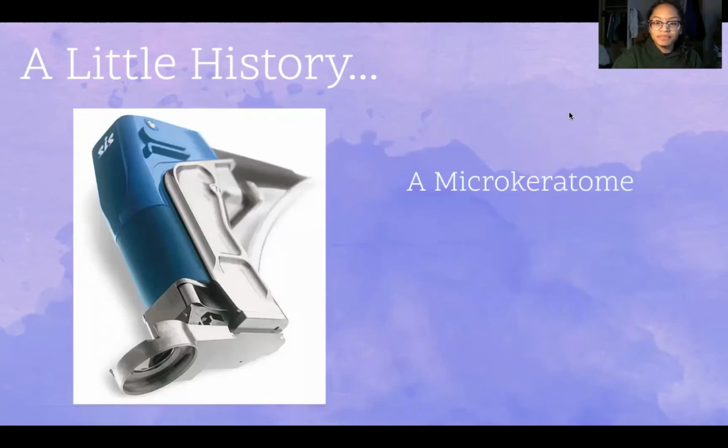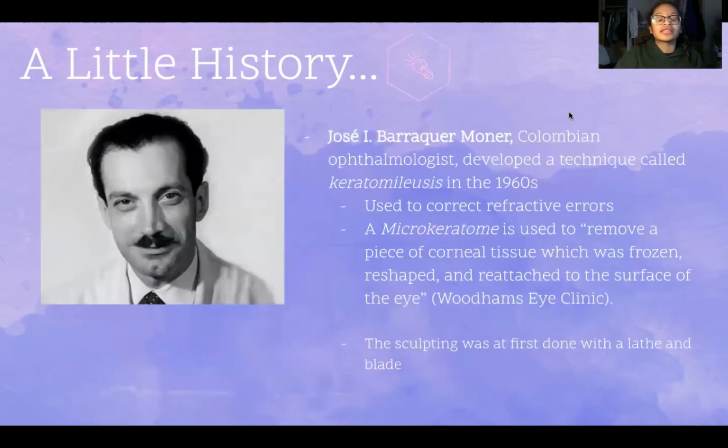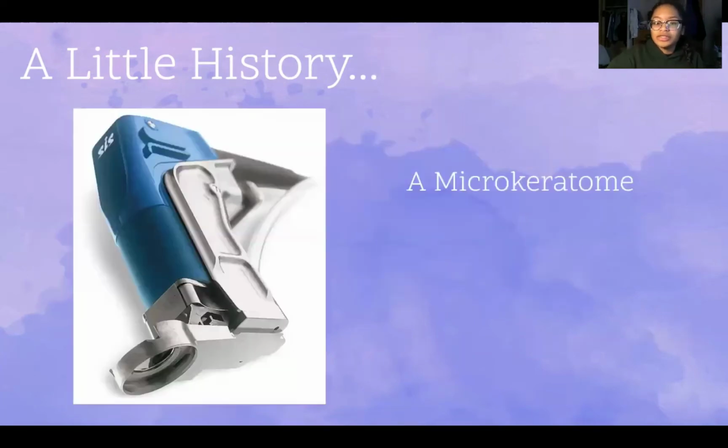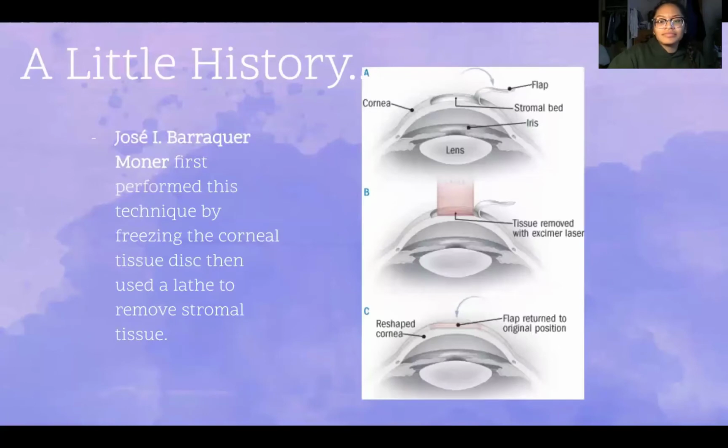But I just wanted to read the next bullet point. The sculpting was at first done with a lathe and blade. So this is pointing out that the microkeratome was actually an innovation, because at first it was using a lathe and a blade, but they then developed a microkeratome, which is this diagram right here, and this slide is basically adding on to what I'm saying right now.